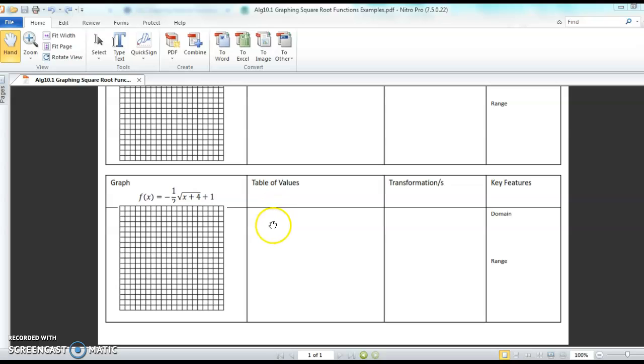Okay, let's look at another one. Remember when I mentioned earlier that if you have multiple transformations in one equation or function, you still have to follow the order of operations, the PEMDAS or the GEMDAS. So let's start with our usual x values, 0, 1, 4.